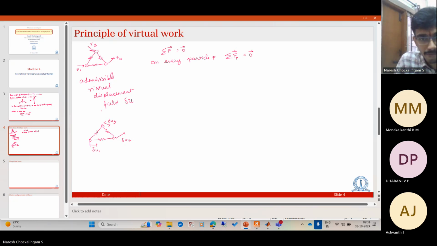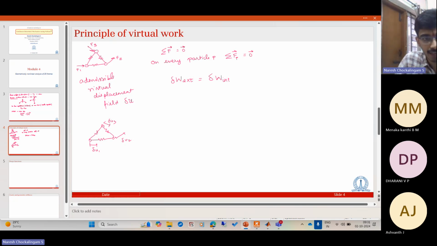Now, what the principle of virtual work says is that, if a system is in static equilibrium under the action of a system of forces, the virtual work done by the external forces on an arbitrary admissible virtual displacement field should be equal to the virtual work done by the internal forces on the strain field associated with the same displacement field.